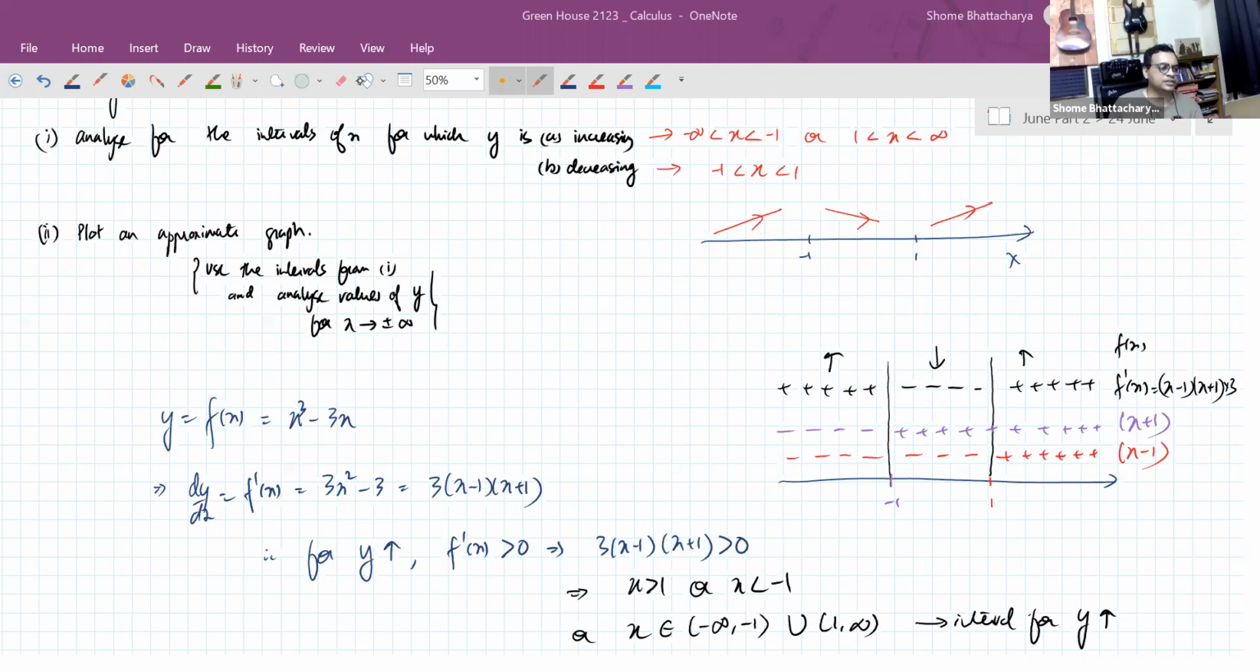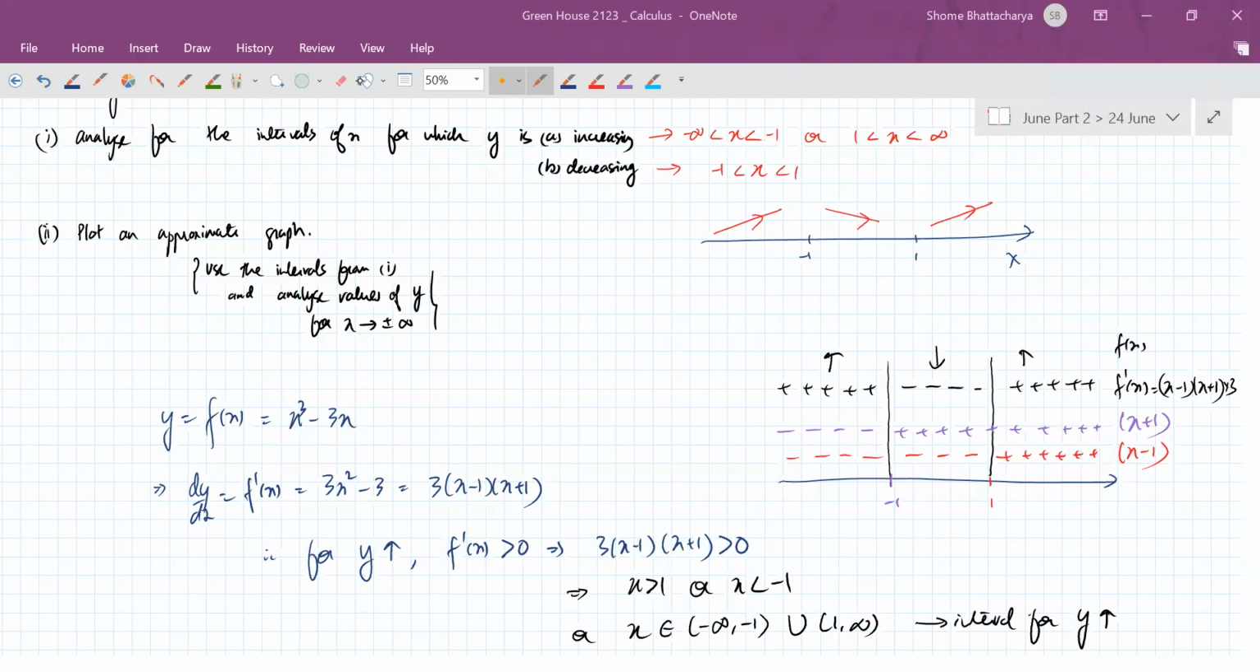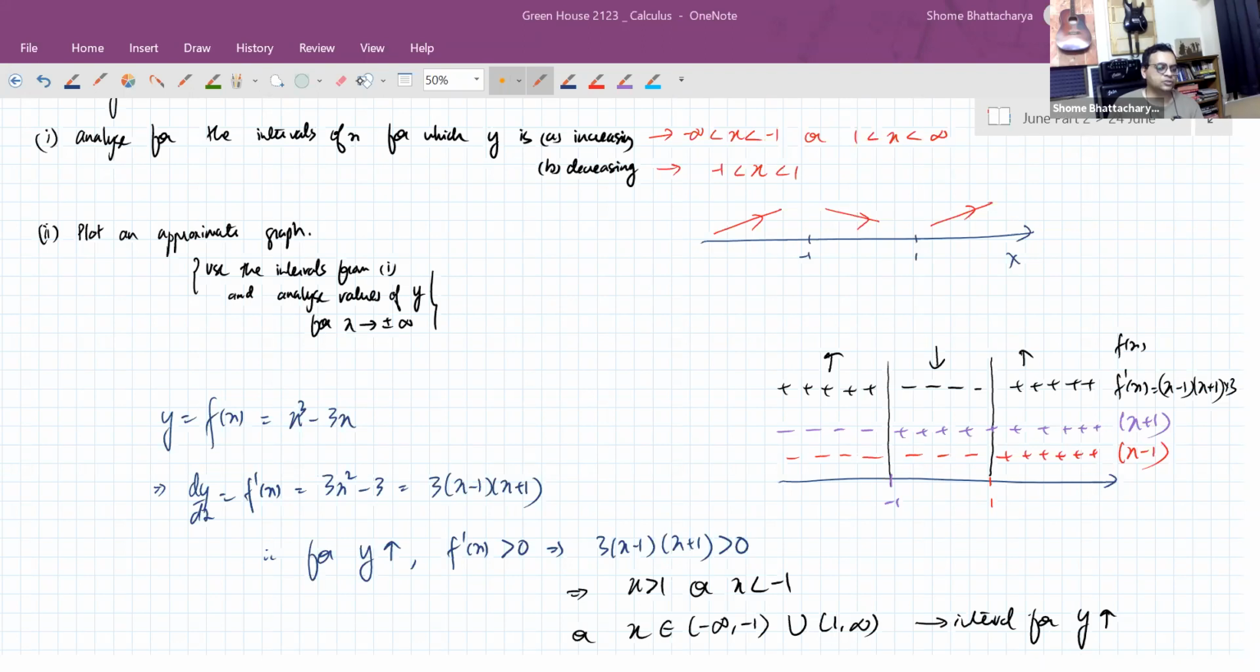Put the value of x as 2, see it's a positive quantity. Put the value of x as minus 2, also it's positive. But put the value of x as, let's say, 0.5 and you'll see it's negative. Or put it as minus 0.5, again it's negative. Put it as minus 0.9, again it's negative.